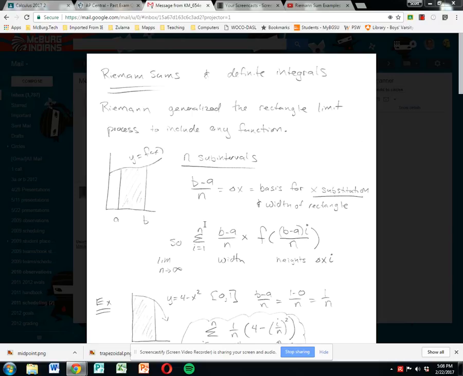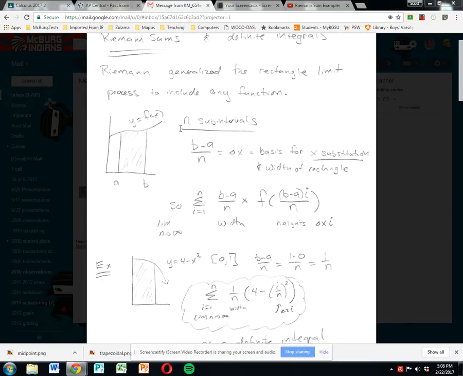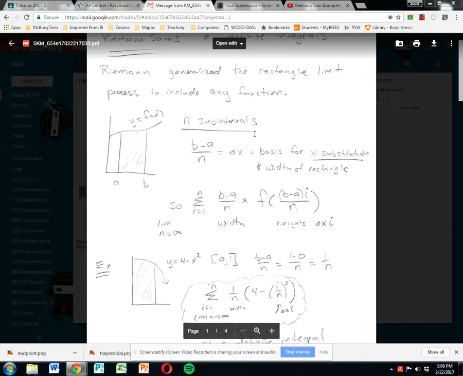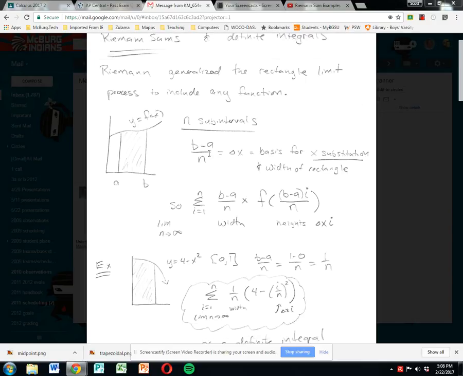So first couple things I want to look at is the basic setup. If I have some function y equals f of x over an interval from a to b, then I need to do a couple of things. For n subintervals, which we're going to let approach infinity, we're going to do (b minus a) over n. This is going to be delta x, which is going to be your basis for x substitution, and it's going to be the width of the rectangle.